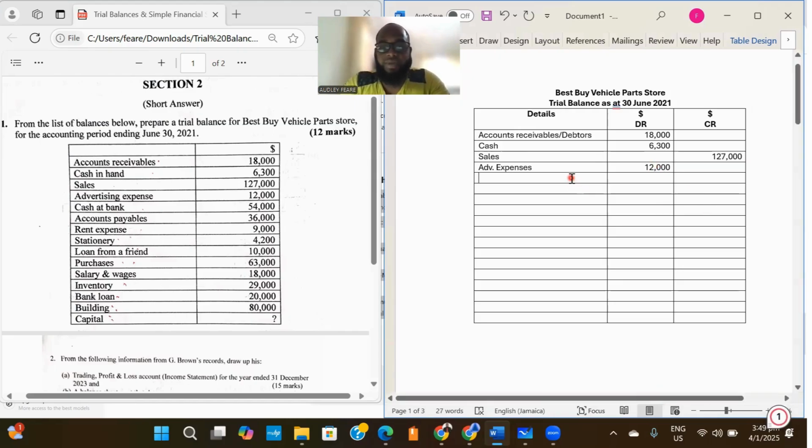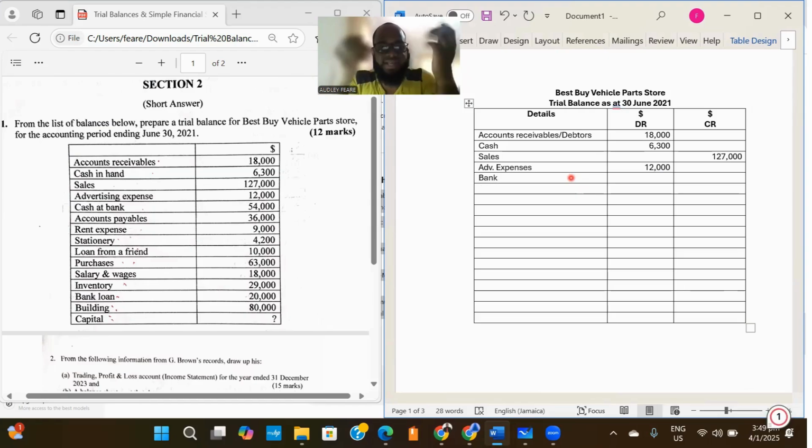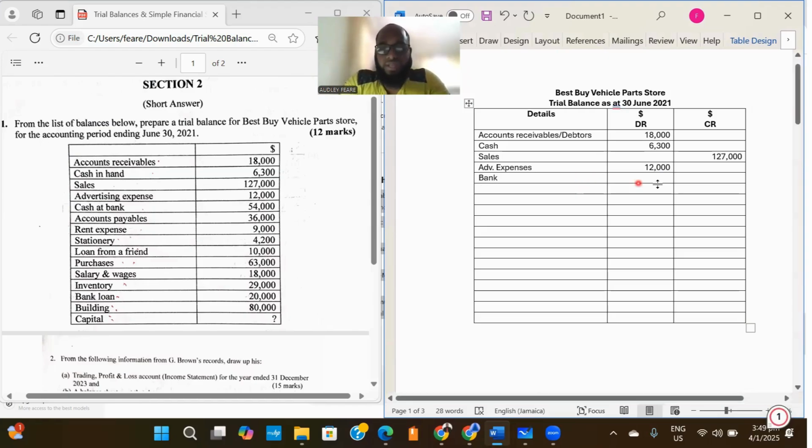$12,000. We go to cash at bank. Bank is an asset, so it will be debited. If the truth be told, you can have something called a bank overdraft. And whenever it is a bank overdraft, that will be credited.